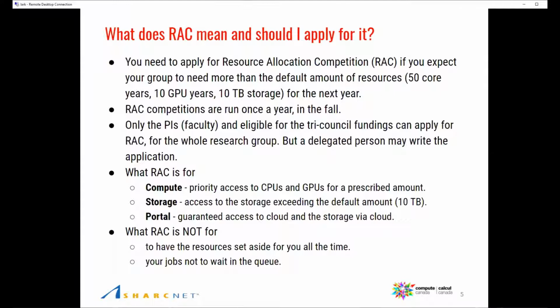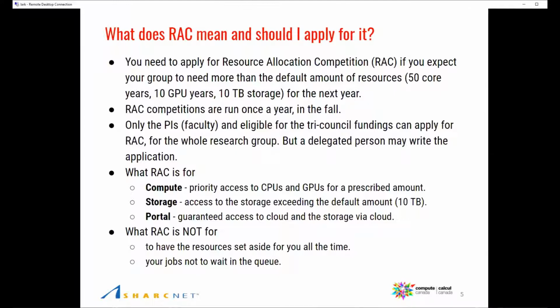Another thing is, even though your compute needs, for example, are less than 50 core years, you may expect that you will need a huge amount of memory for your application. This is especially the case for people doing bioinformatics, who usually need lots of memory. So even if you calculate that you won't need more than 50 core years, but you will need a huge amount of memory, you might need to apply as well. We'll come to that in just a few moments. Okay, what is RAC not for?